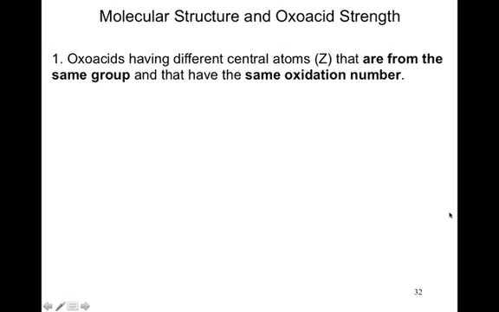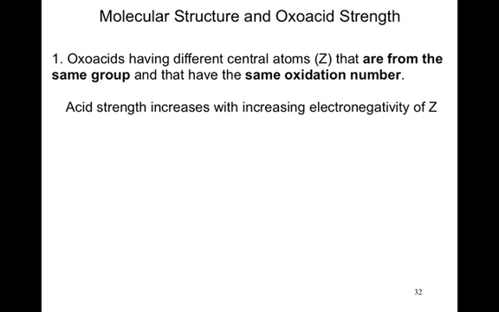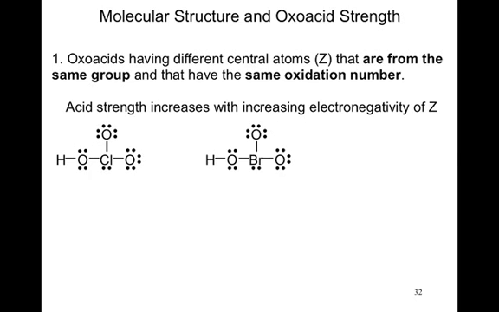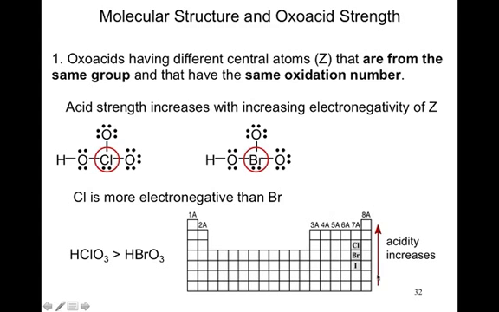Alrighty, so oxo acids, if they have different central atoms that are from the same group and have the same oxidation number, our acid strength will increase if we increase that electronegativity of Z. And so that's not a big surprise because it's kind of what we just talked about here. If you look at your periodic table, chlorine's a lot more electronegative than bromine. So this will be the stronger acid. And there you have it. So acidity increases in oxo acids as we increase electronegativity.